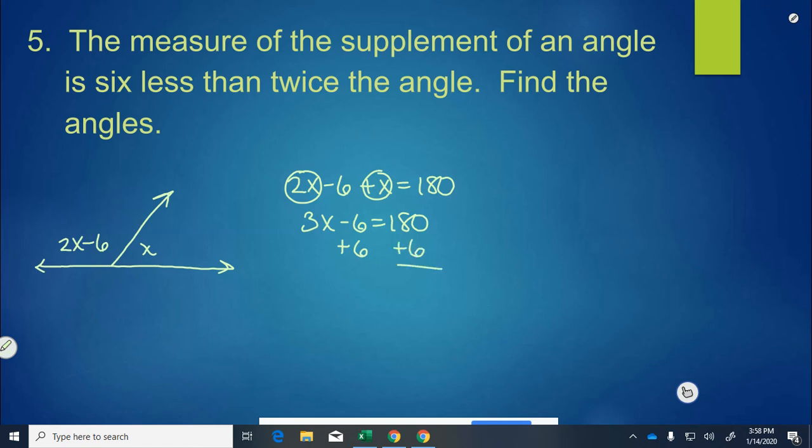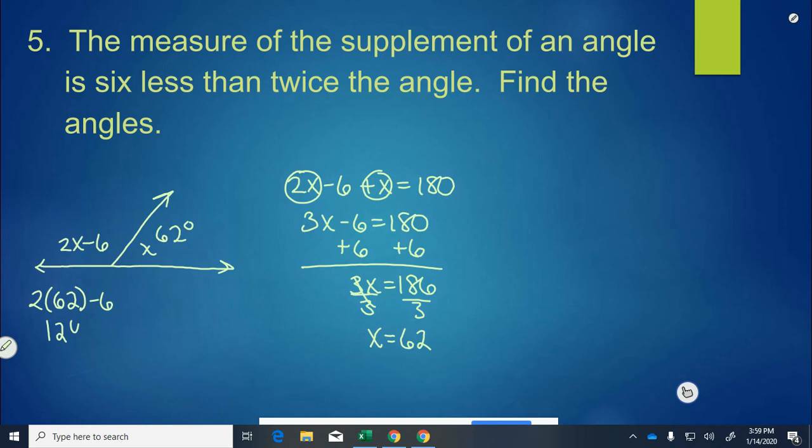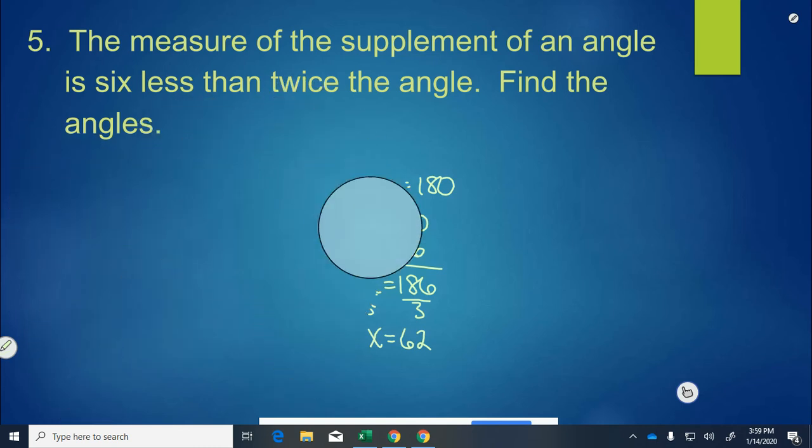Adding 6 to both sides, we get 3x equals 186. Then dividing by 3, we get x equals 62. I know that because 3 goes into 18 6 times and 3 goes into 6 twice, so it's 62. So now we can plug that back in. 2 times 62 minus 6 gives us this side, and this side would have to be 62 degrees. So 2 times 62 is 124, minus 6 is 118. So this side is 118 degrees, which makes sense because 118 plus 62 is 180, proving that they are supplementary angles.